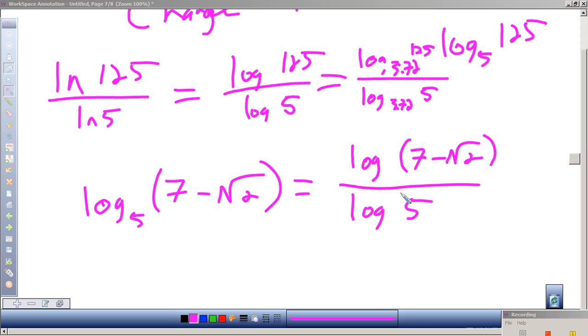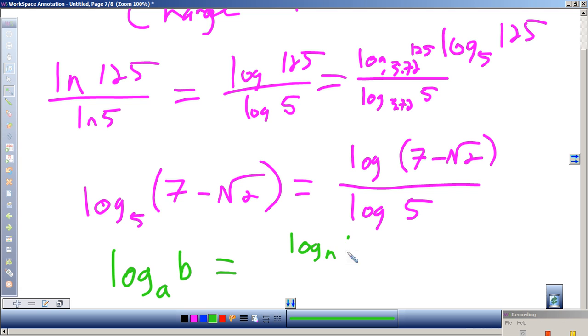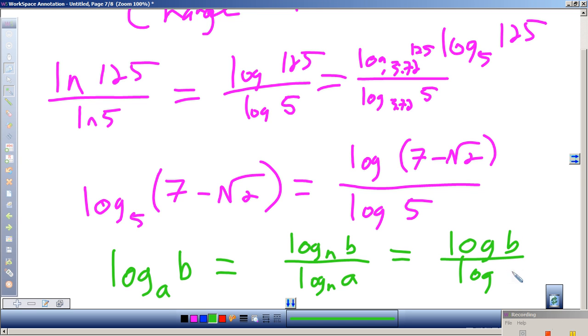So back here, everybody follow how we did that? Are you seeing where these numbers are coming from? So the general rule is log base a of b is the same as log base n of b over log base n of a, where n can be any number we want. And in most of your cases, you're going to use just log. So this is the general rule.